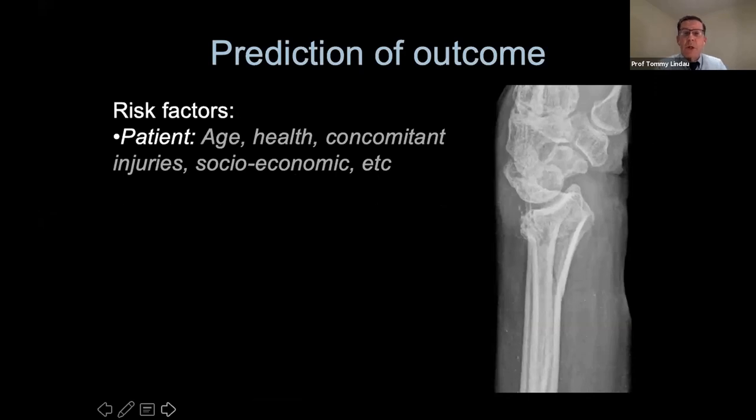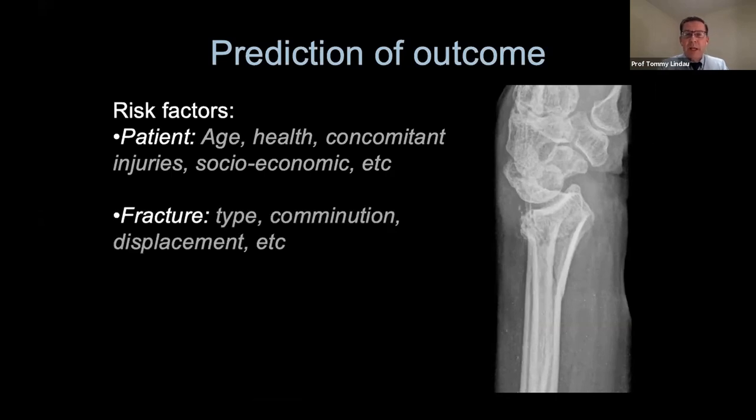Okay. So the holy grail of radius fractures is to somehow try to predict the outcome. And we know there are some certain risk factors, starting with the patient themselves. There are age factors, there are concomitant injuries, socioeconomic consequences of the injury. We obviously have the fracture, what type of fracture it is, comminution, displacement, etc.